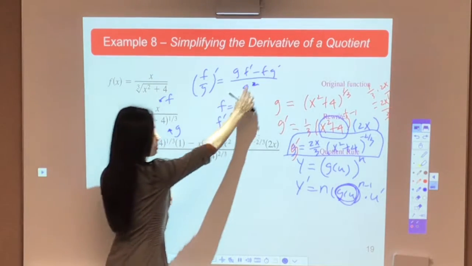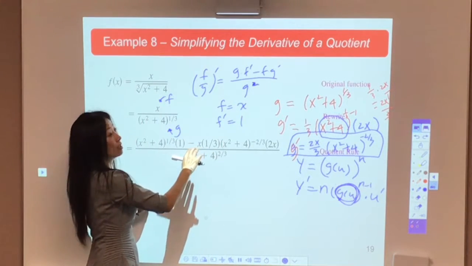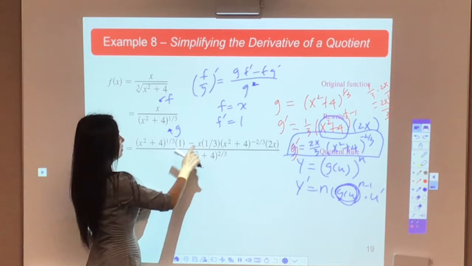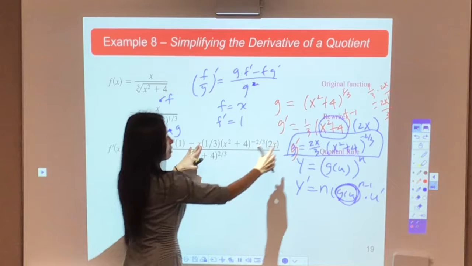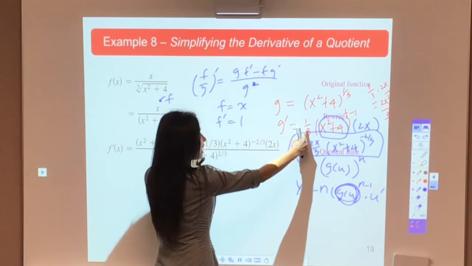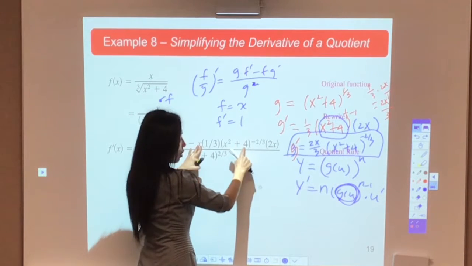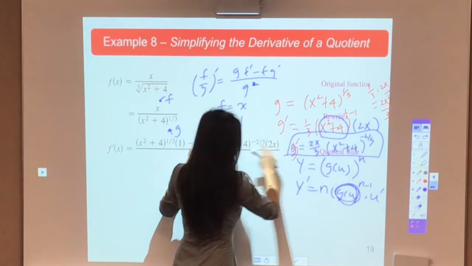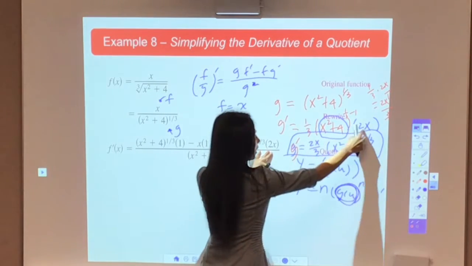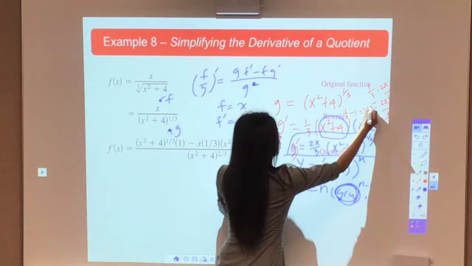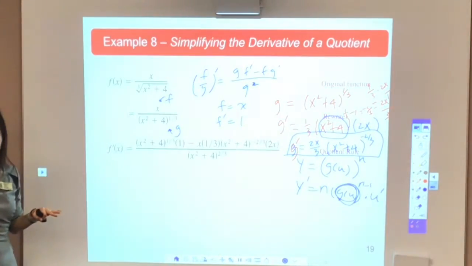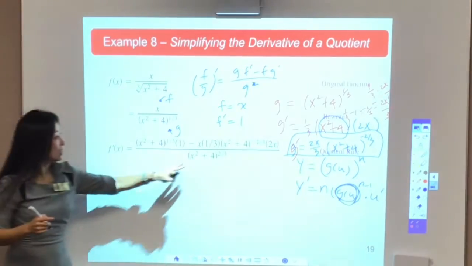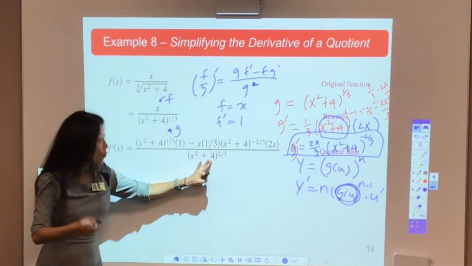Everybody agree this is F and G prime? Are you with me, class? Minus, I'm doing a formula. Minus F, where's my F? X. What's my G prime? 1/3 times X squared plus 4 to the negative 2/3, and times 2x. Everybody with me? So far so good? Divided by G squared.